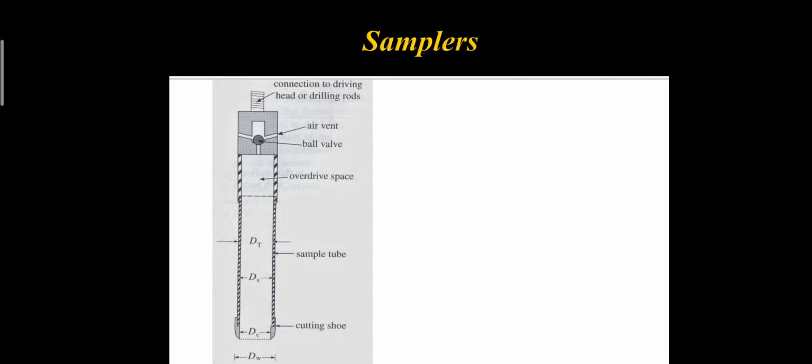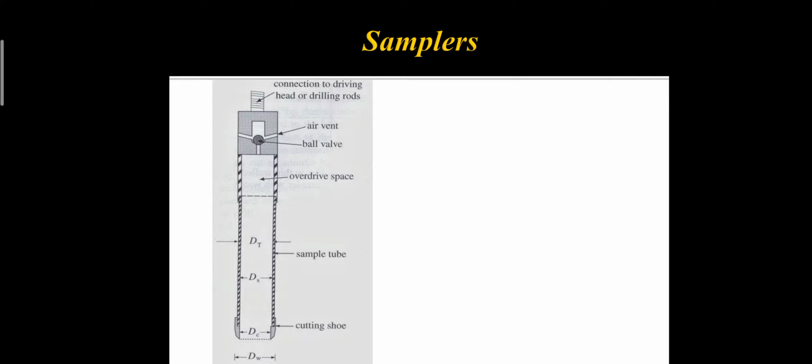We can't put our hand inside a 6-meter borehole or a 12-meter borehole and collect the soil samples. It is impossible. Or we cannot put a spoon inside a 6-meter or 12-meter borehole and collect the soil samples. So we need some tools to collect the soil samples from the deepest part of the boreholes. Those equipments are called samplers.